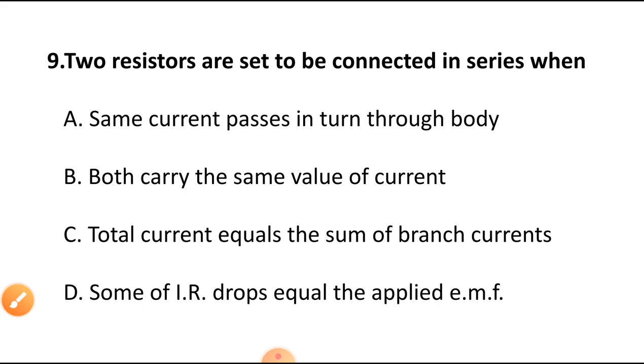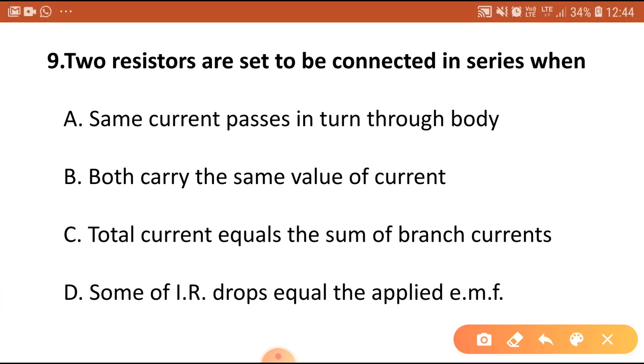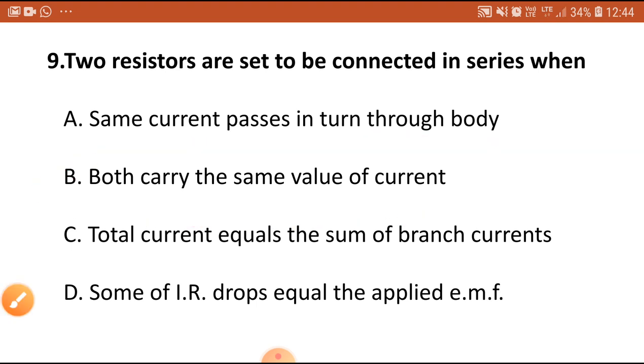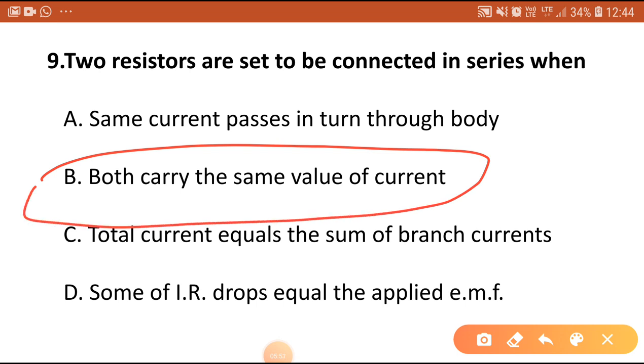Okay, next, question number 9. Two resistors are said to be connected in series when we know that if we connect two resistors in series, both carry the same value of current. That is, the same value of current will flow through this. So option B is the right answer. That is, both carry the same value of current.